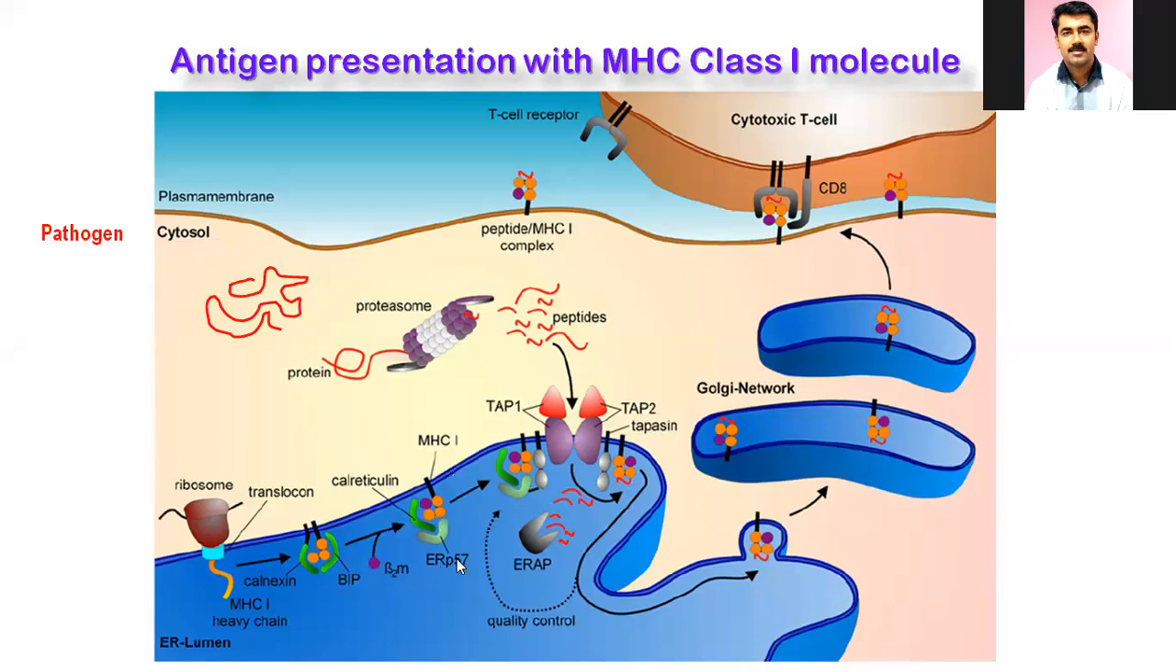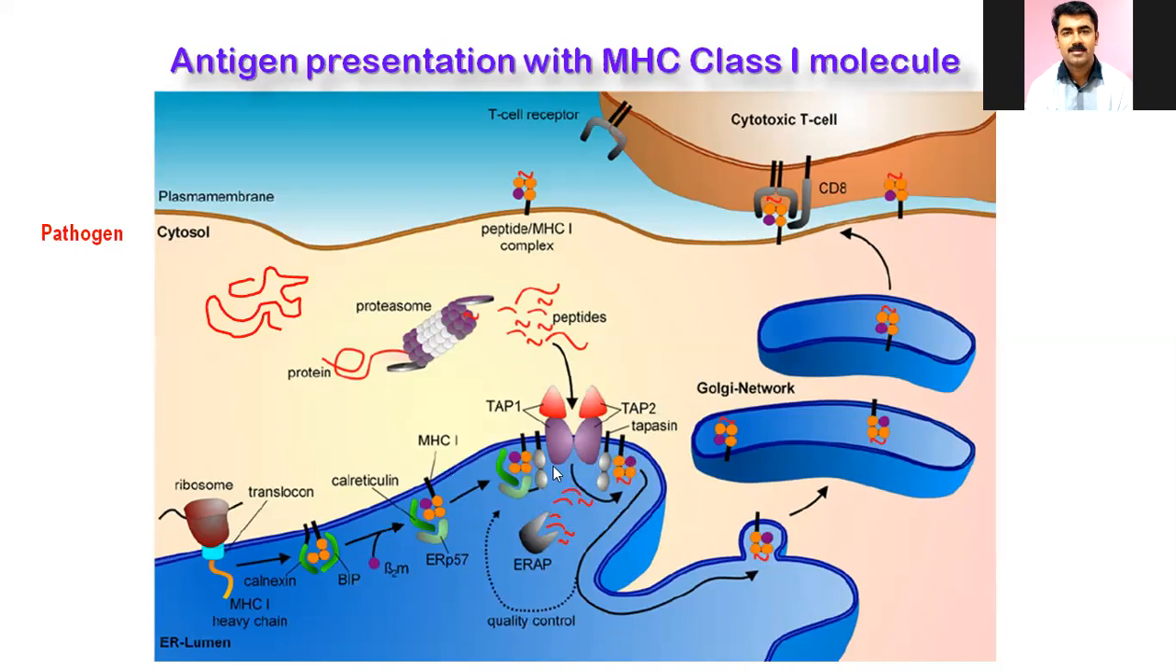So once ERp57 binds with calreticulin, that will drag the MHC 1 molecule towards the TAP molecule. These TAP molecules are ATP-driven, so they need energy in the form of ATP hydrolysis. Once the peptides bind and ATP is hydrolyzed, all these peptides are pushed inside the endoplasmic reticulum, so that they can come in contact with these MHC molecules.